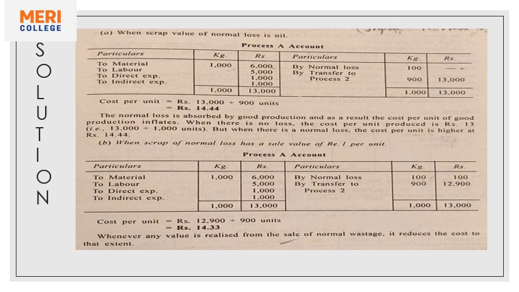But if we sell the same 100 kgs for 1 per kg, then we'll recover 100 rupees. So the left-hand side cost will remain the same. On the right-hand side, we'll have a cost of 12,900 for 900 units. So you can see our per unit cost has decreased. It has reduced from 14.44 to 14.33. So whatever value we realize from the sale of normal wastage, it will definitely reduce the cost, because somehow it is a recovery. Be it rupees 100 only, no problem, but it's a recovery. So I hope this question is clear to you all.